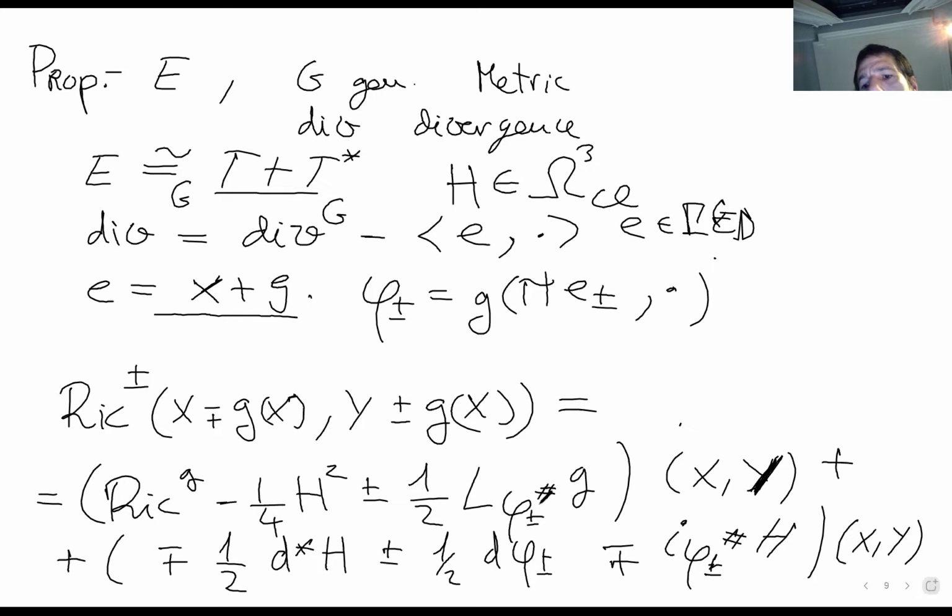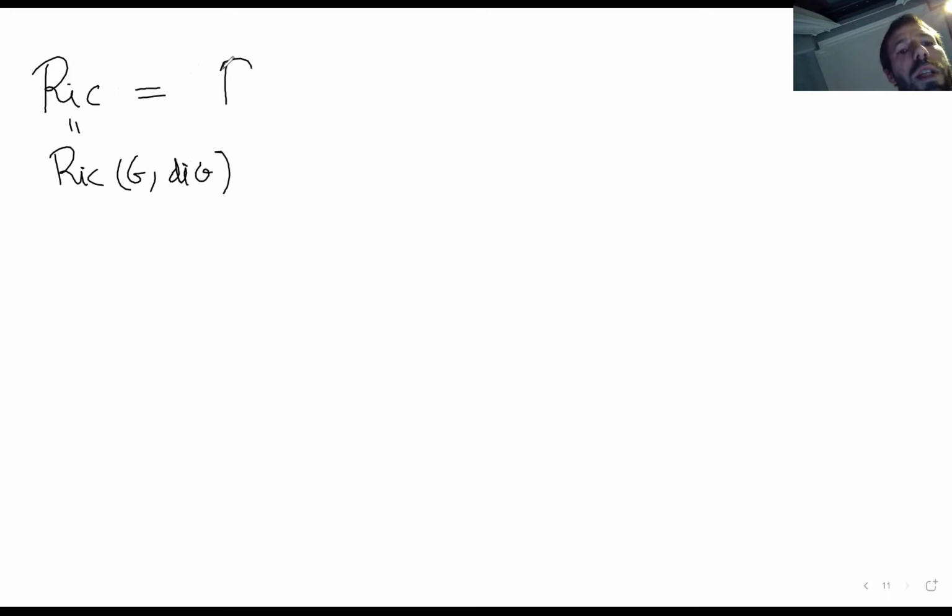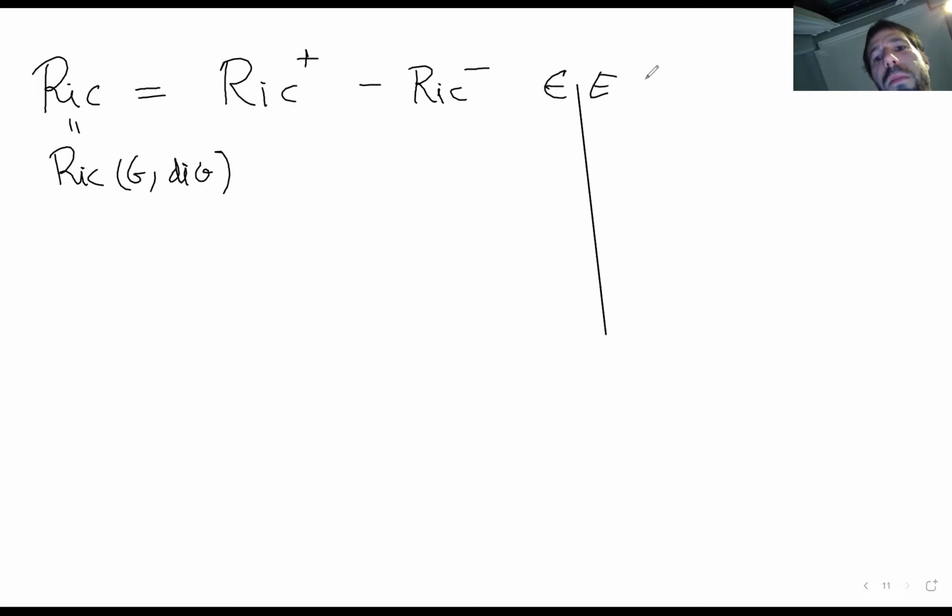Okay. So we have a generalized Ricci tensor. So far, so good. Now, if I go back to the abstract setup, I can cook up the following quantity. A total Ricci tensor, this is going to depend on the generalized metric and my divergence, which is the Ricci plus minus the Ricci minus, thought of as endomorphisms going from B minus to B plus, and this one going from B plus to B minus. Okay, so this is an endomorphism of E.